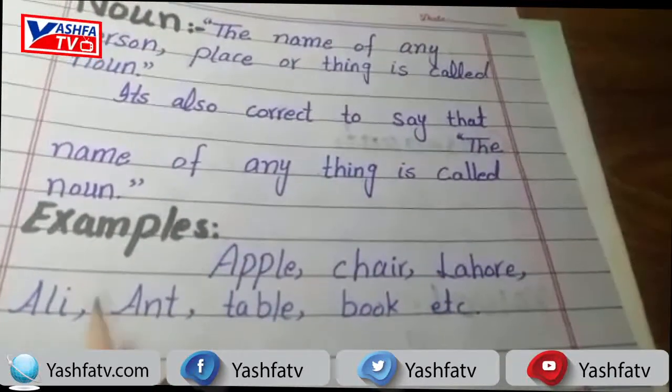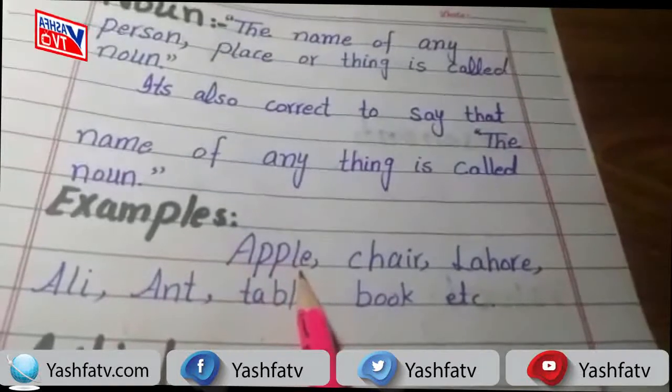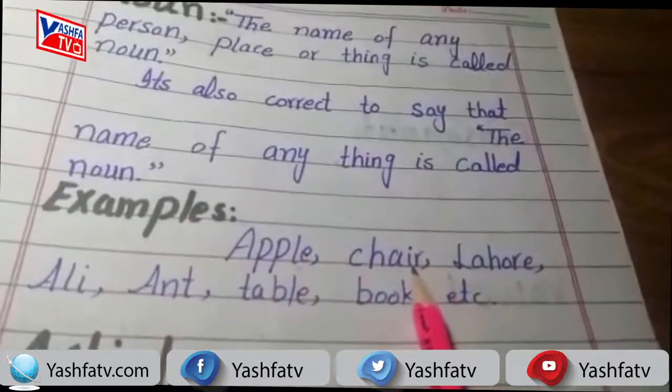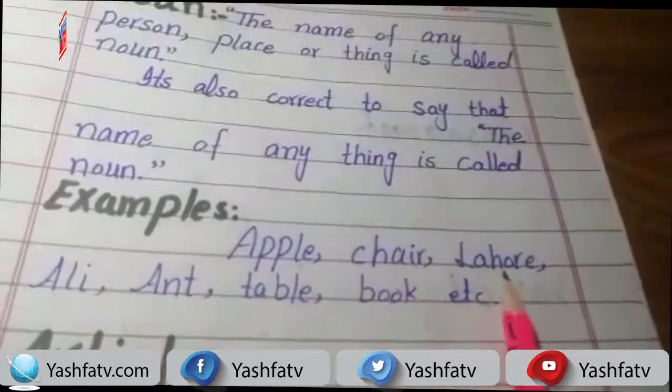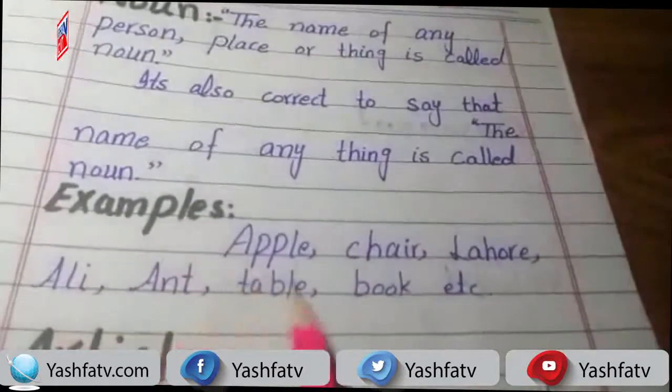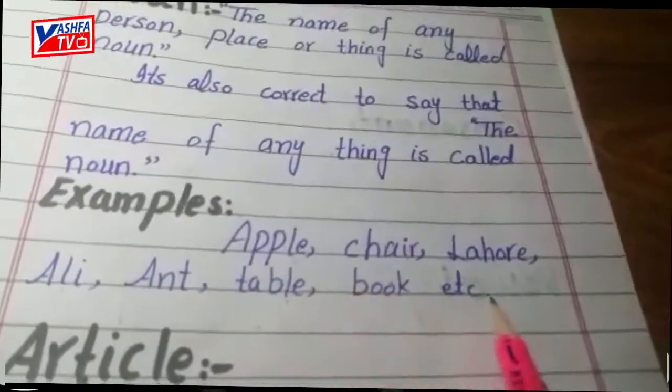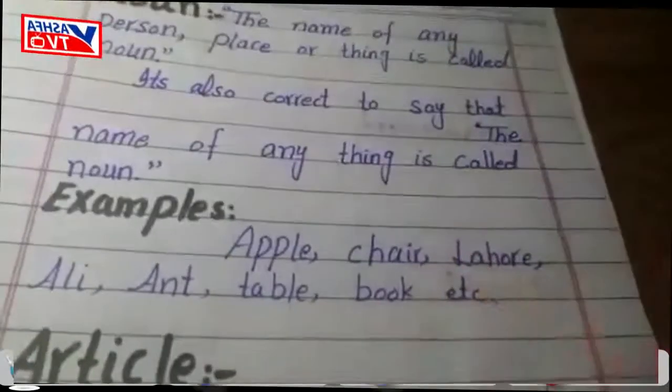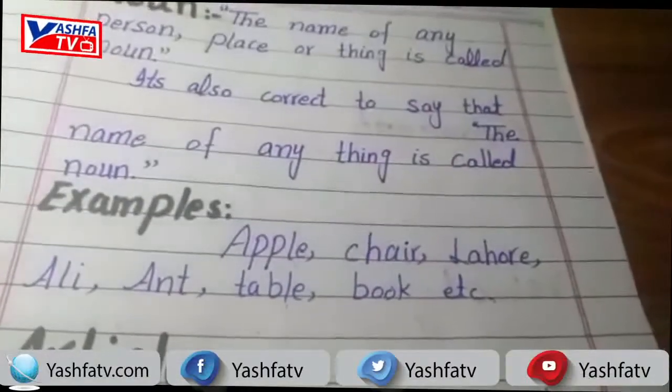Here are some examples of the noun. Apple. Apple is a noun. Chair. Chair is also noun. Lahore, Ali, aunt, table, book, etc. Means that the name of anything is called the noun.